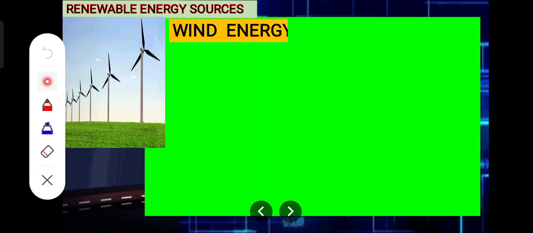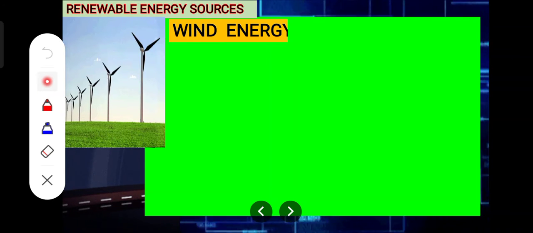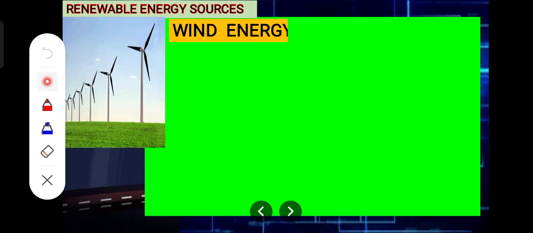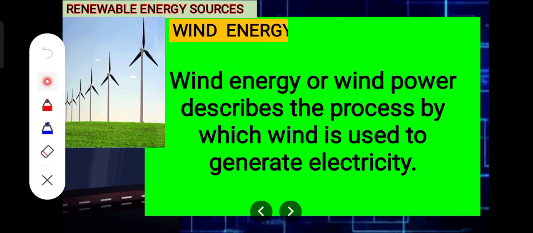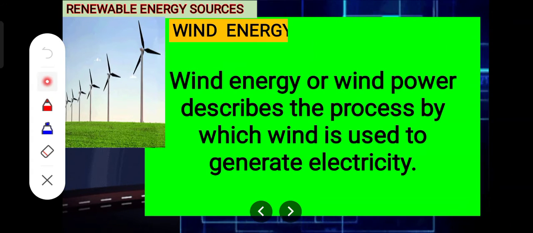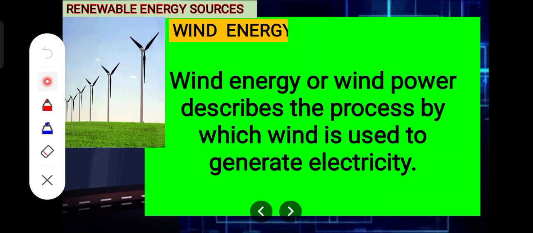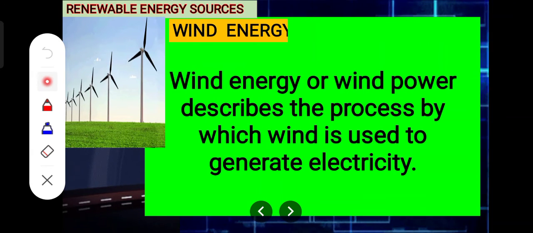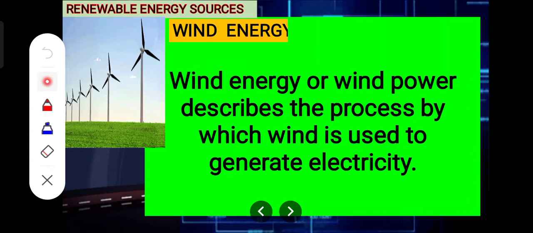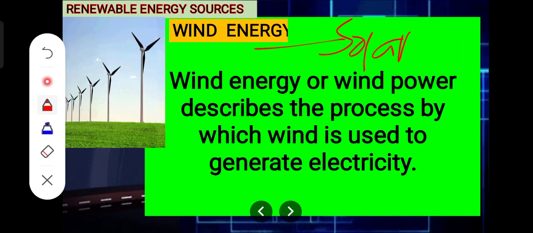We also have here the wind energy. Wind energy or wind power describes the process by which wind is used to generate electricity. While an electric fan uses electricity to produce wind, a wind turbine uses wind to produce electricity. So wind energy is also a type of solar energy. Take note of that. Wind energy is also a type of solar energy.